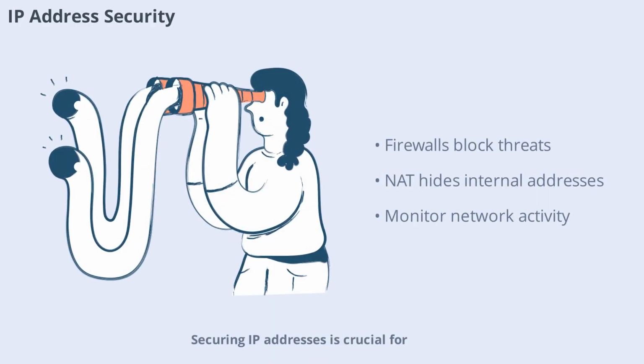Securing IP addresses is crucial for protecting networks from unauthorized access and attacks. Techniques like firewalls, NAT, and private addressing help keep networks safe. Regularly updating software and monitoring network activity are also important steps in maintaining security.